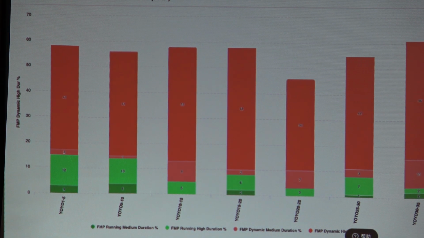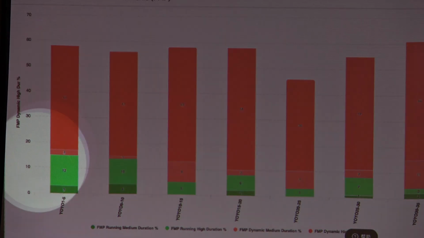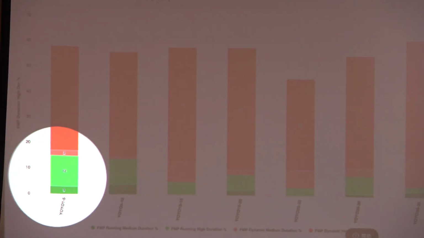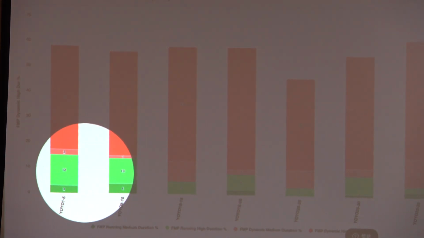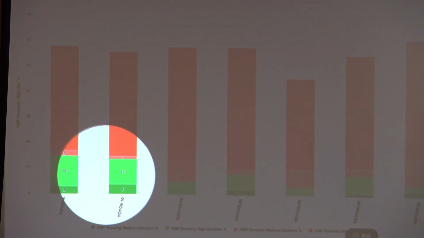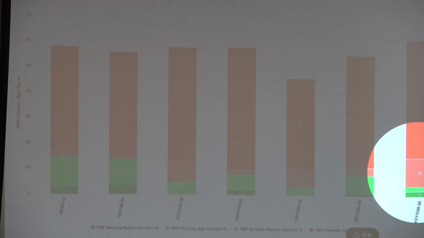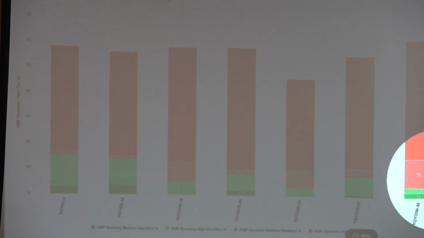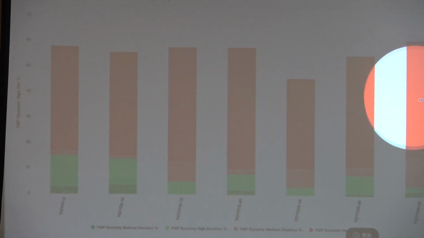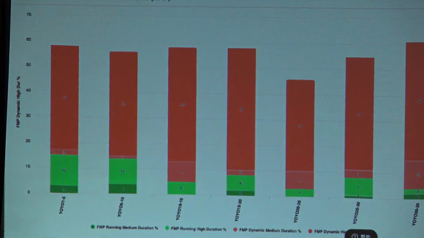So you can see at the beginning, the green part is around 15%, and then it will drop. And then at the end, the green part is really, really less. And then the majority of the time, their body was like this.